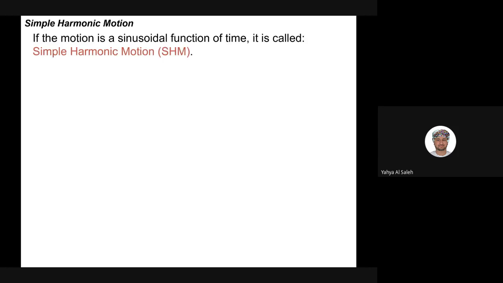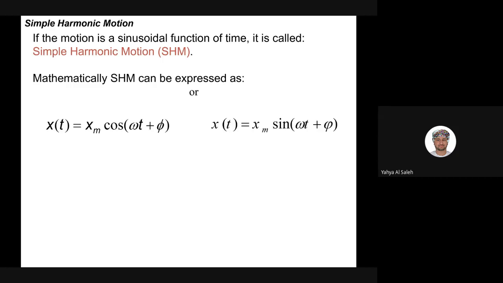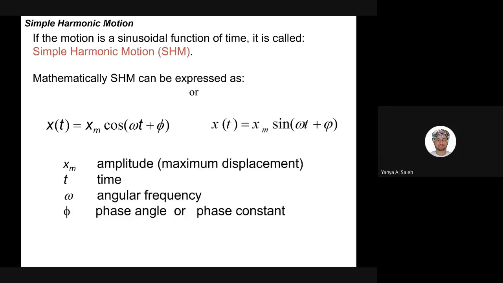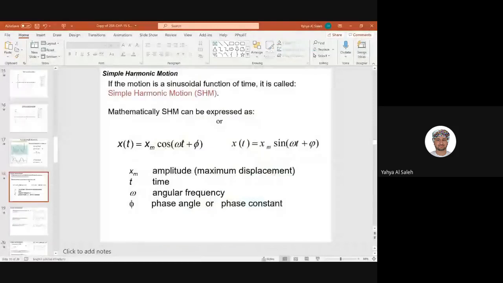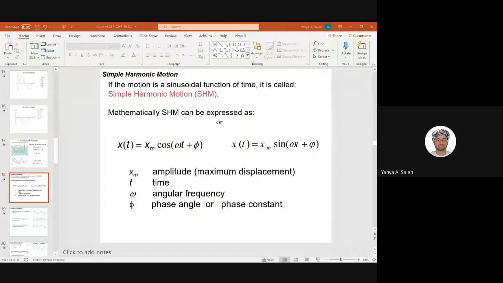Now, if the motion is a sinusoidal function of time, we call it a simple harmonic motion, and it can be expressed in this form. I'll keep it on the screen, just copy it on a piece of paper, because we're going to be using it in a bit.